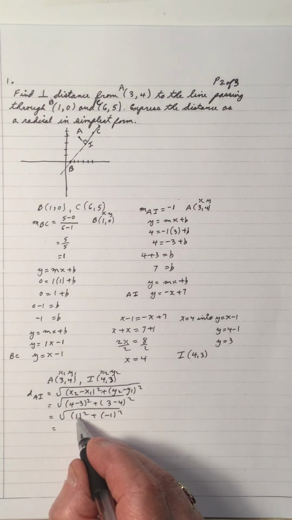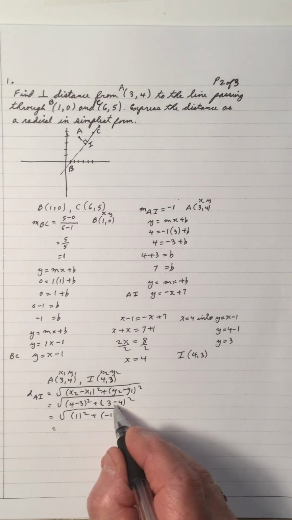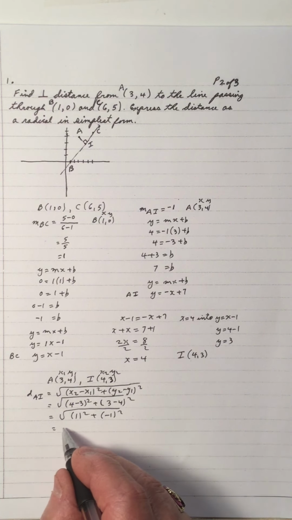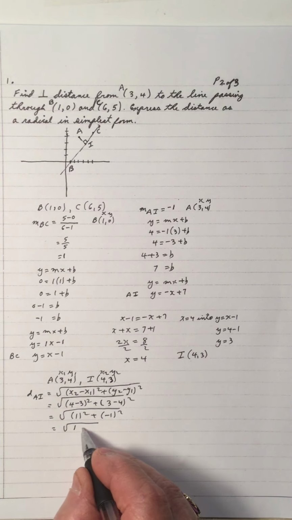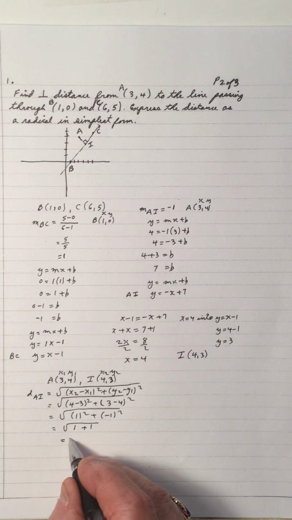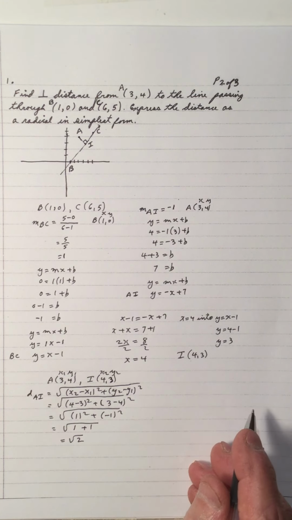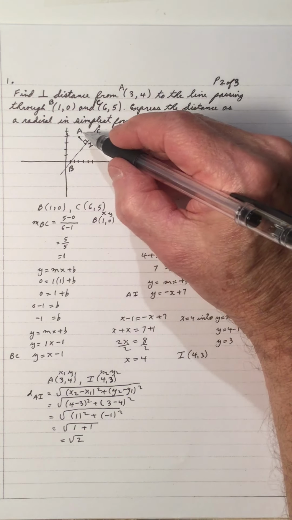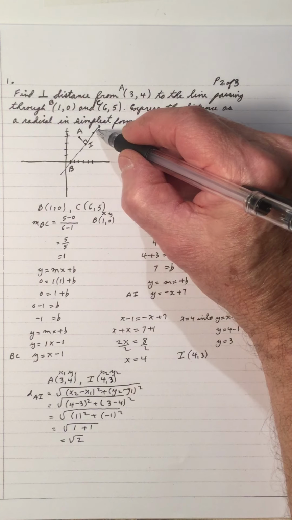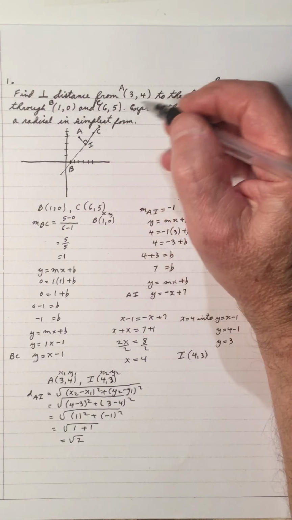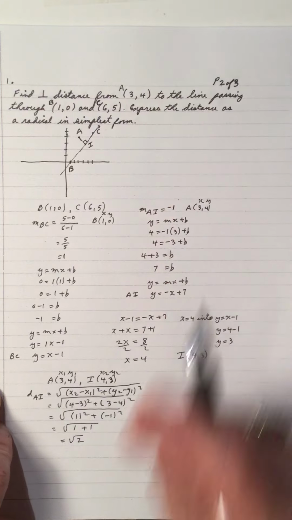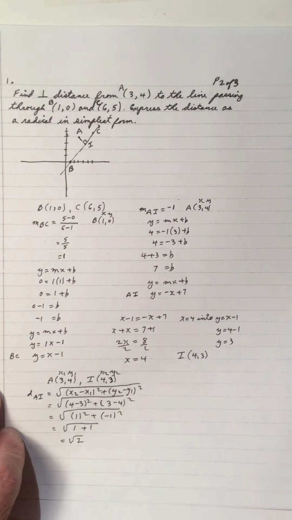So now 4 minus 3 is 1. 3 minus 4 is negative 1. So 1 squared is 1. Negative 1 squared is 1. So that's a root 2. So the perpendicular distance from A to this line BC is root 2. And I want it as a radical in the simplest form. You could change it to a decimal, but I want it as a radical.